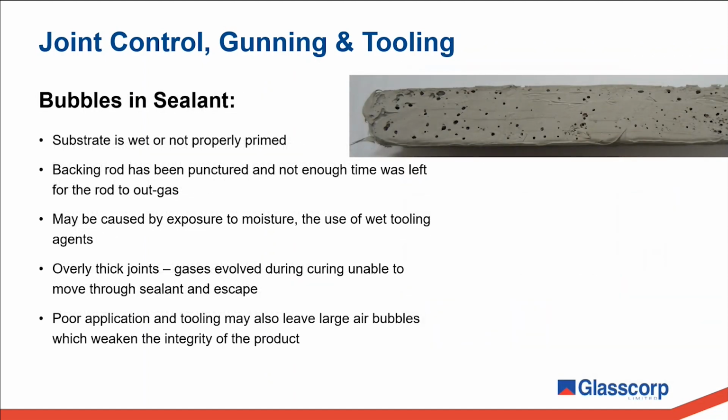And finally, in this section, another issue that we want to avoid, and I touched on it earlier, is the presence of bubbles in the sealant. Now, there are a few different things that are known to cause this effect, one of them being the outgassing of the backing rod if it's been punctured. So I touched on that earlier.